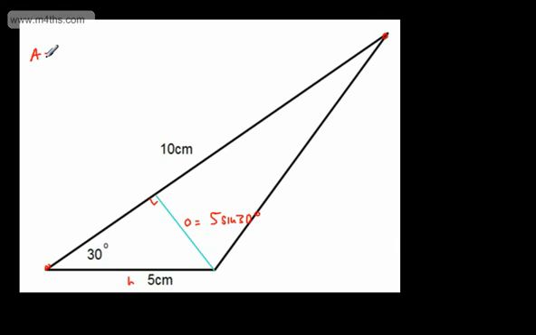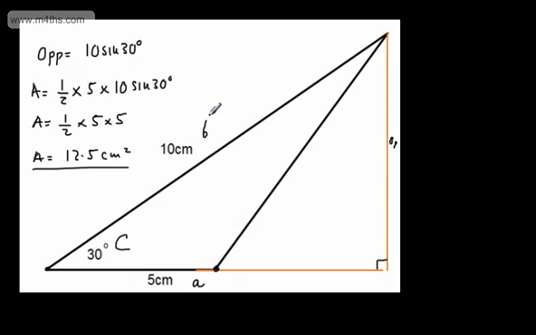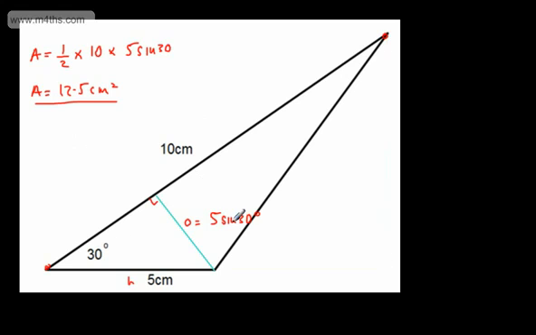So we can say that the area is going to be 1/2 multiplied by the base, multiplied by the perpendicular height, which is going to be 5 sine of 30 degrees. And again, that's simply going to give us 12.5, and that will be centimetres squared. Exactly the same. I prefer viewing it like so, but it's an alternative for you to look at it like this.